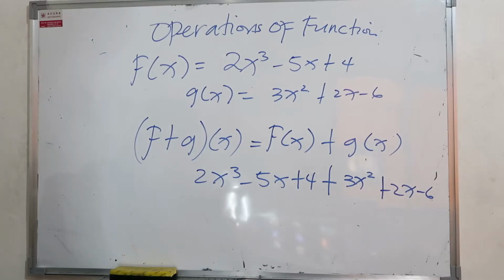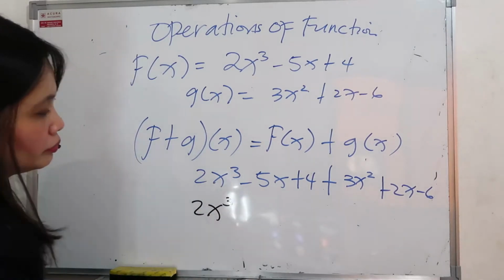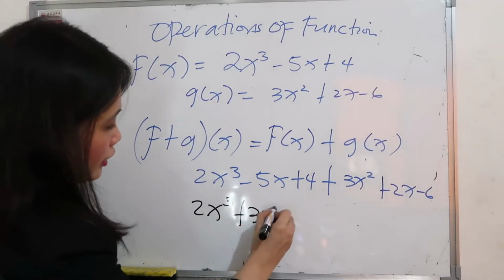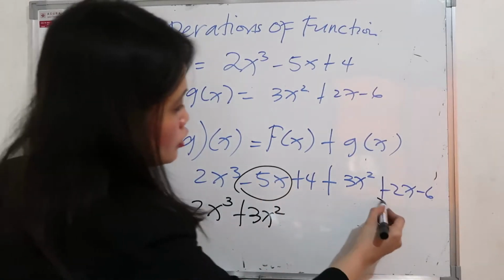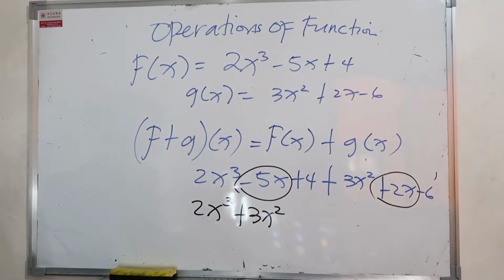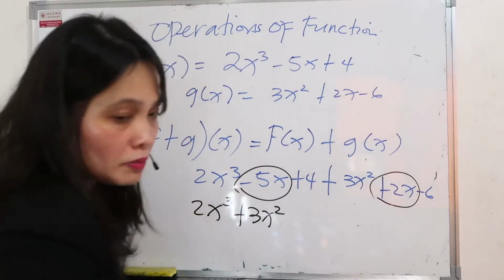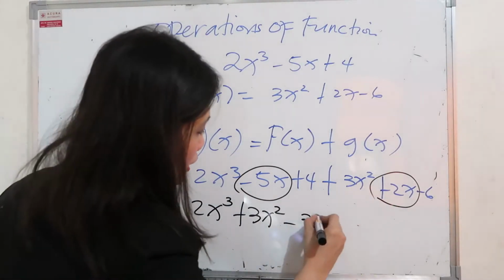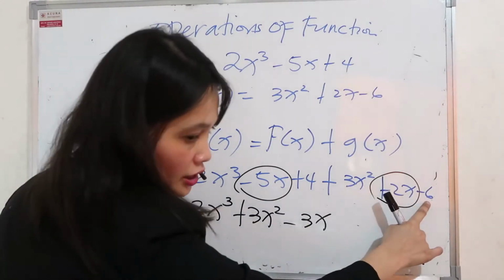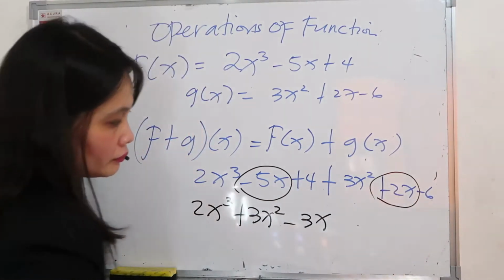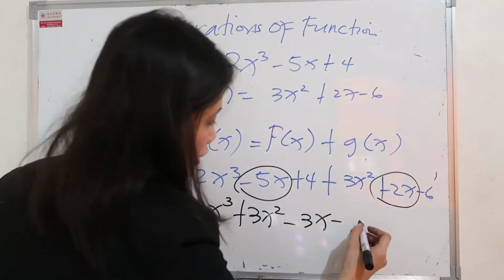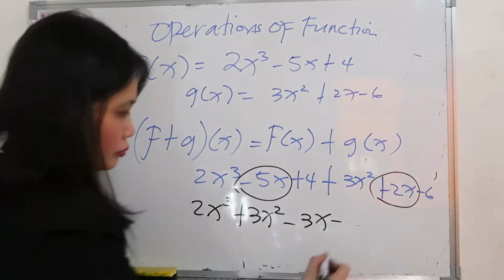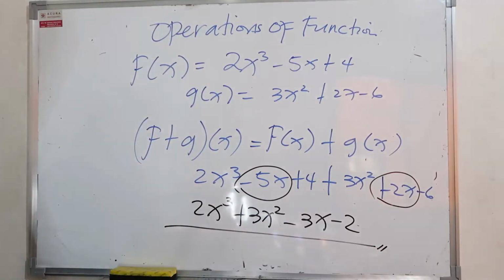So what will be the answer? Combine like terms. So we have 2x cubed plus 3x squared. Can we combine negative 5x and 2x? Pwede ba yun? So negative 5x and then 2x. Can we combine that? Yes, you can. So you do have negative 3x and then 4 and then negative 6. What is 4 minus 6? That will be negative 2. Okay. So that's it. That's the answer.